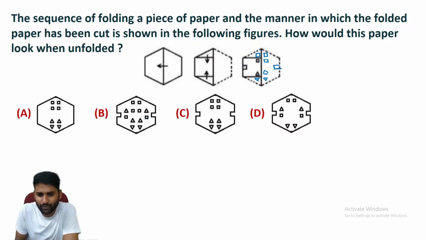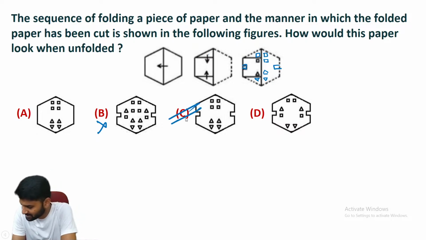So we need these four elements side by side. Four boxes and four triangles. And B is not at all a suitable answer. Now we need this particular cutting shape, right? So it is not at all available in option A. So the answer option is the correct answer.